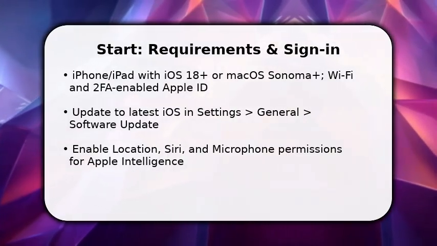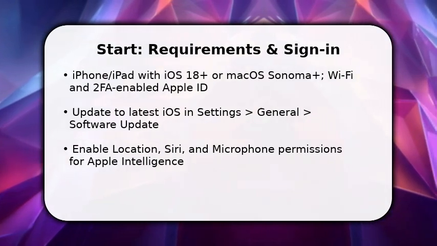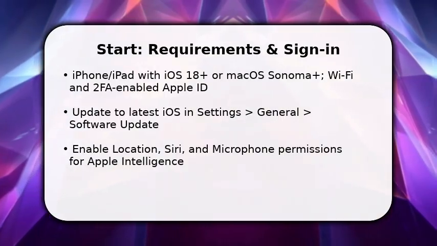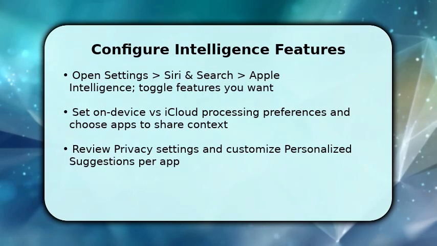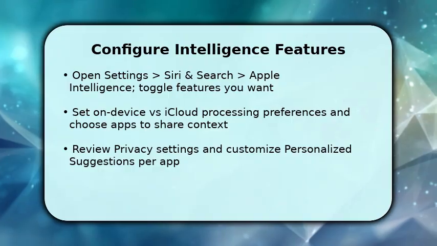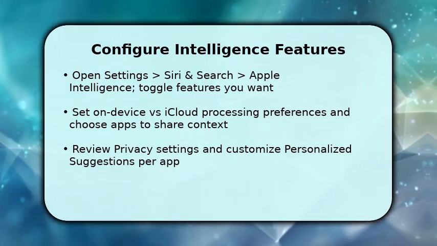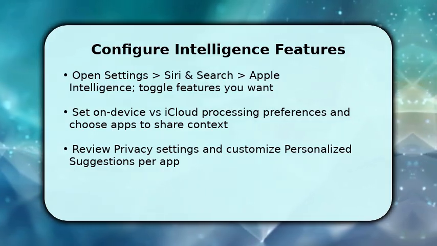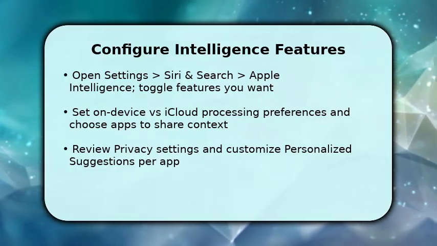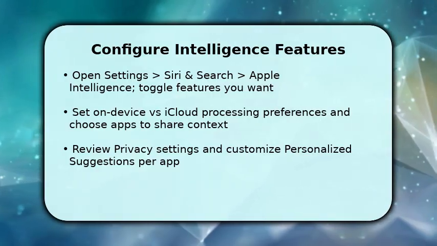Now tap Siri and search to turn on Listen for Hey Siri and allow personalized suggestions, because those settings unlock intelligent on-device suggestions. You now configure Apple Intelligence itself. Go to Settings, Siri and search, Apple Intelligence, and toggle core features like writing assistance, summaries, and Siri memory so they match your workflow. Next, choose Processing Preferences, on-device for privacy or iCloud for cross-device syncing. This affects speed and data sharing.